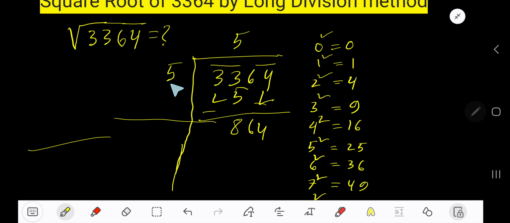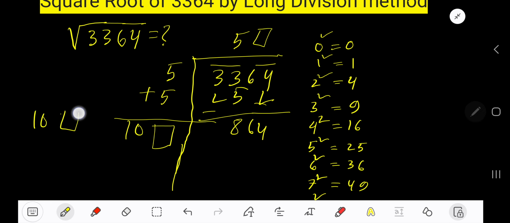Okay, so you have placed the digit 5 in the quotient, so the same digit will come under this divisor and you need to add. 5 plus 5, 10. Here you have to take a digit, the same digit will come here, and you need to multiply like this. If you place 8 here, then 8 times 108, this result should be equal to this or nearest to this.